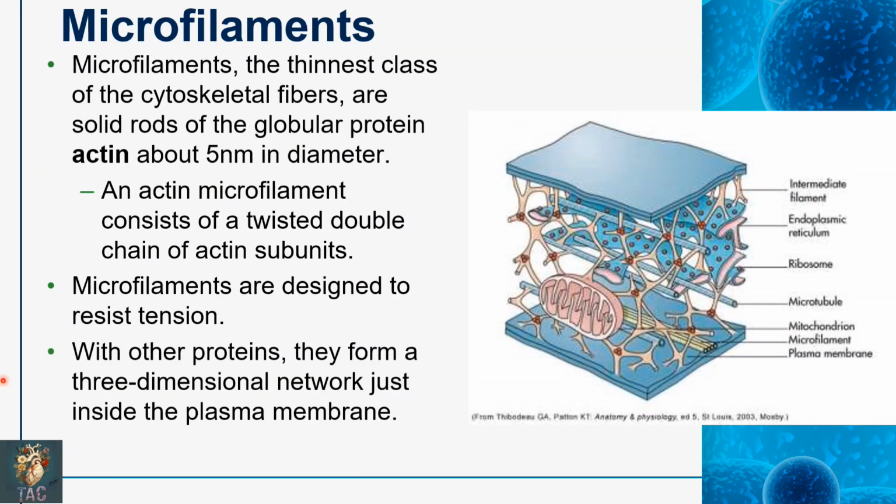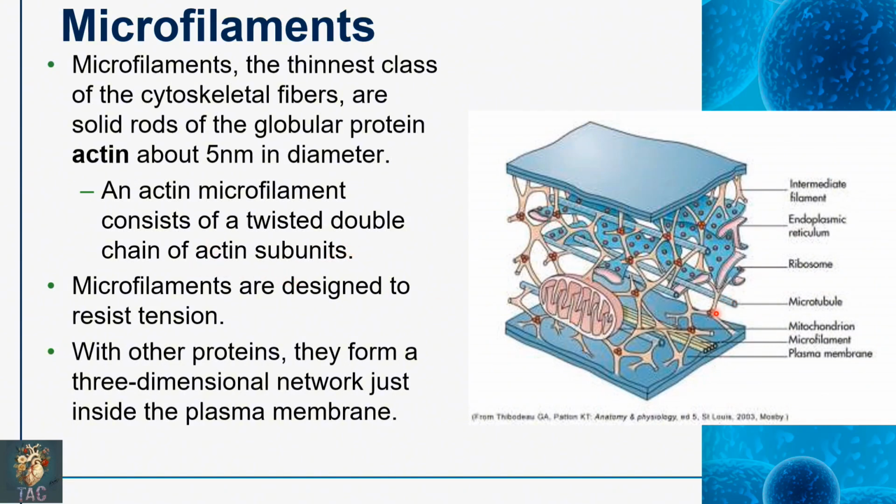So first of all, we will discuss the microfilaments. The microfilaments are the thinnest class of the cytoskeletal fibers. They are solid rods of globular proteins, the actin, about 5 nanometer in diameter. The actin microfilaments consist of a twisted double chain of actin subunits.